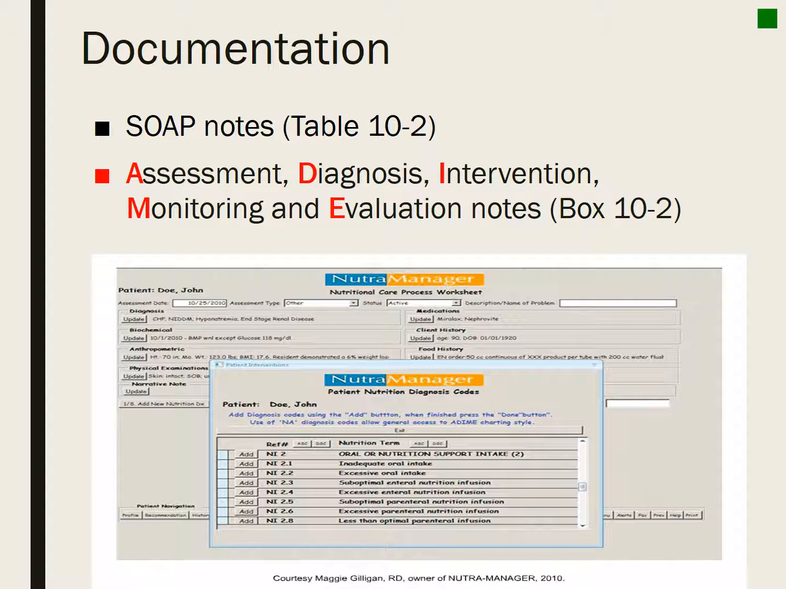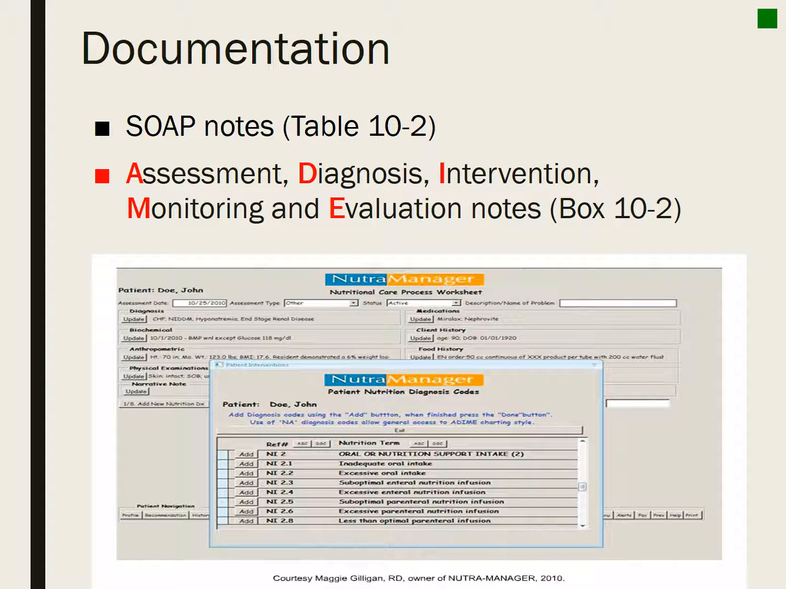SOAP notes, they're found on page 164, and then ADIME notes. These are two kind of documentation tools. The ADIME is found on page 165, and those are the two most commonly used formats within the problem-oriented medical records.